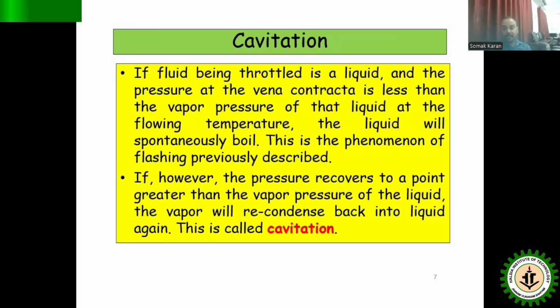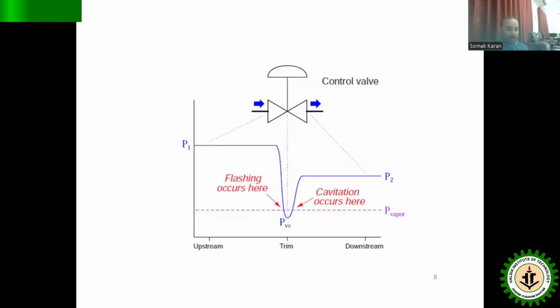So how can cavitation be identified? From this particular diagram, things can be understood very clearly. Here also we have the control valve, with the upstream side and the downstream side, up and down. The liquid comes through the pipeline and approaches the upstream side of the control valve, and obviously the pressure P1 is higher than the vapor pressure of the liquid flowing through the pipeline.